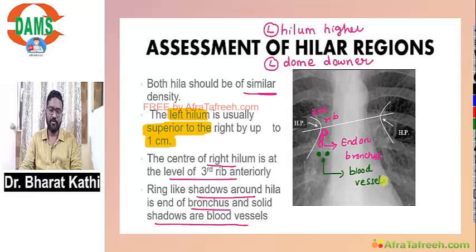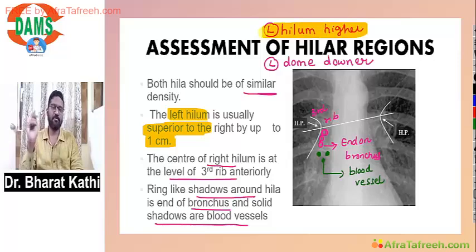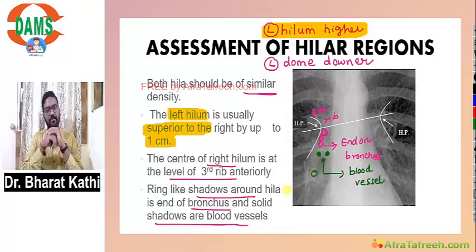So here is what you need to know about normal hilum. Left side hilum is higher. At the hilum, if you see any ring-shaped shadows, don't call it bronchiectasis. It can be end-on bronchus. And if you see any solid shadow, see here, don't think it is any lymph node, or if it is small, don't think it is any malignancy. Think of the possibility of blood vessels.